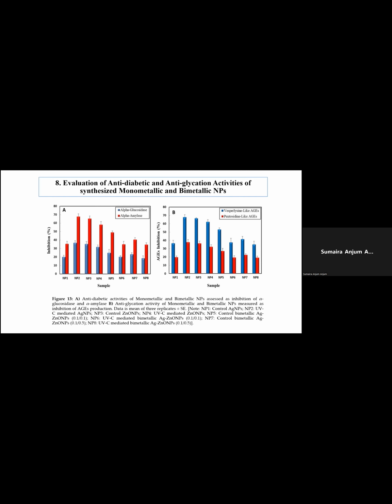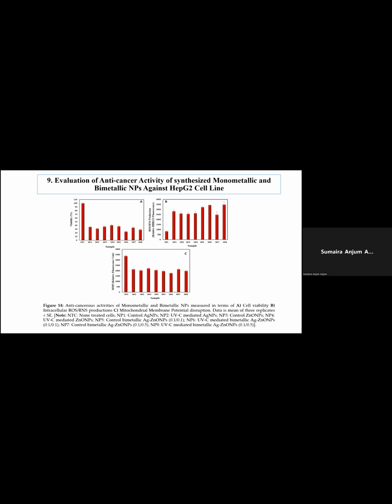Further, we have evaluated the anti-cancerous activity of these synthesized monometallic and bimetallic nanoparticles against the Hep2 cell lines, and the anti-cancerous activity was evaluated in terms of different parameters. First of all, we checked the viability of the cancer cells by using the MTT assay, and we can say that the minimum inhibition was observed in case of NP7, and almost all types of nanoparticles show less than 30% viability as compared to the non-treated cells.